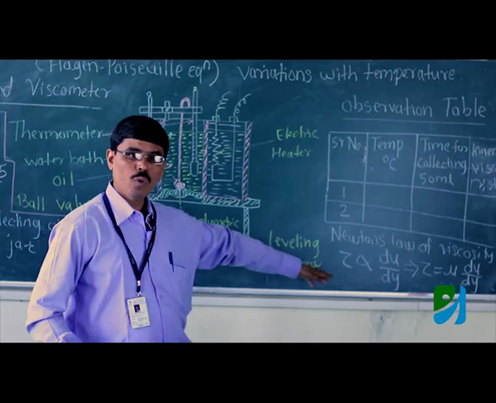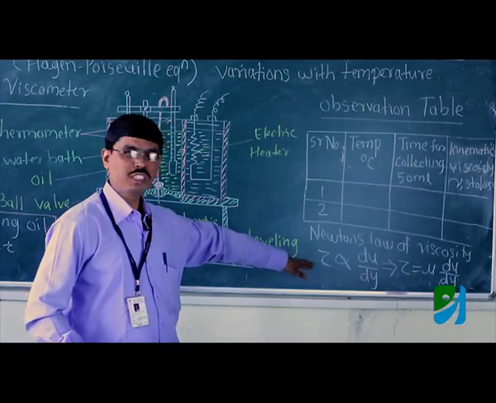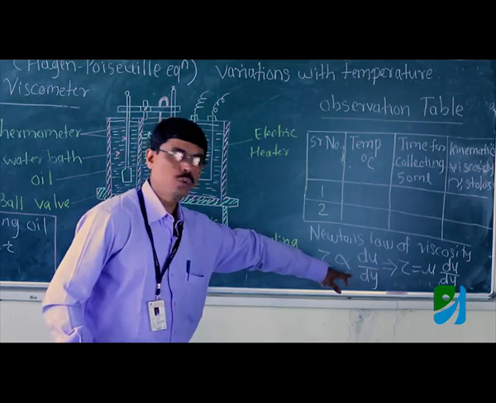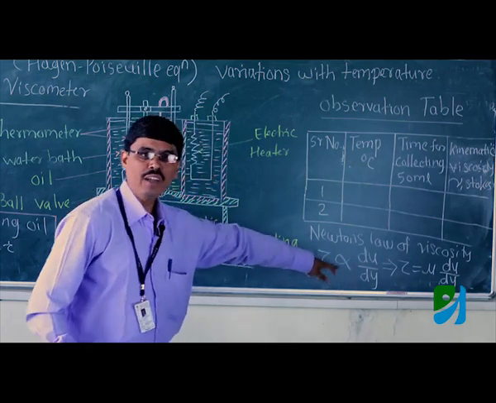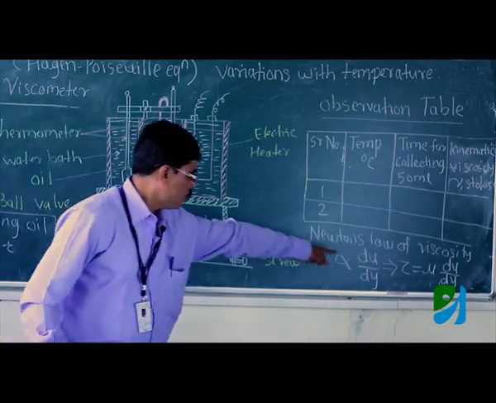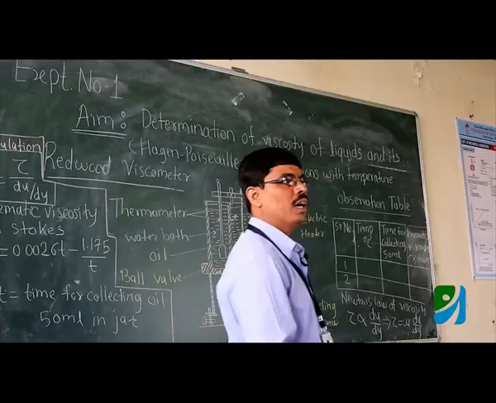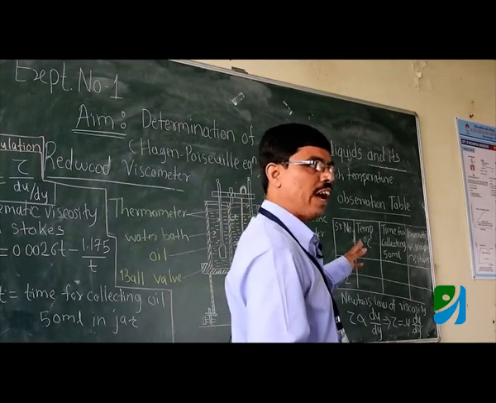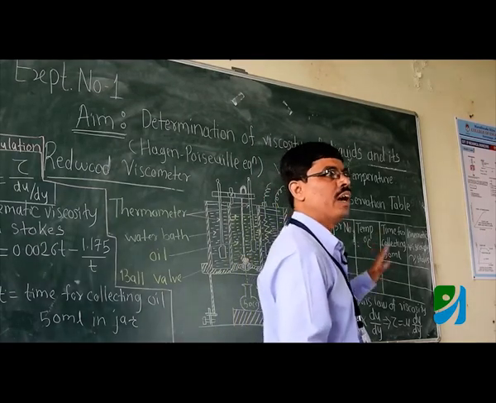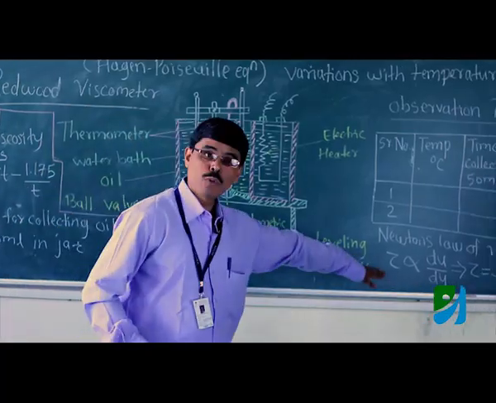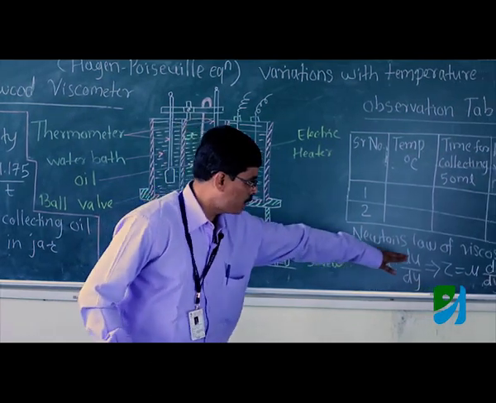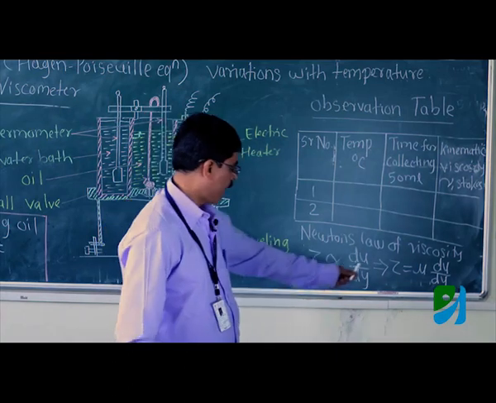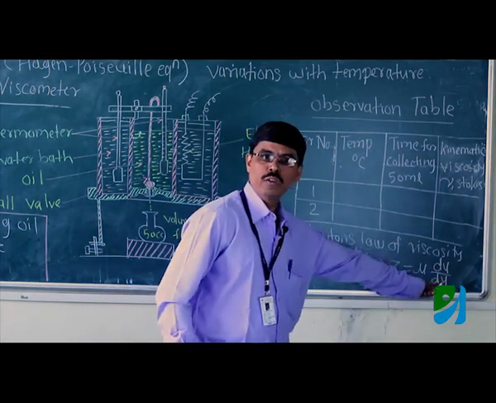So, what does Newton's law of viscosity state? It states that the shear stress tau is directly proportional to du by dy, where du by dy is nothing but the rate of shear strain. It is also known as the rate of angular deformation or the velocity gradient. Once you put in a proportionality constant, you get tau is equal to mu into du by dy.